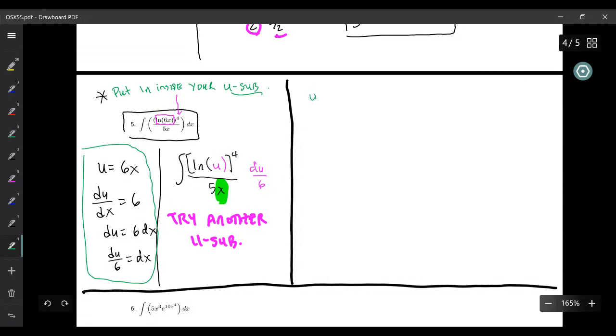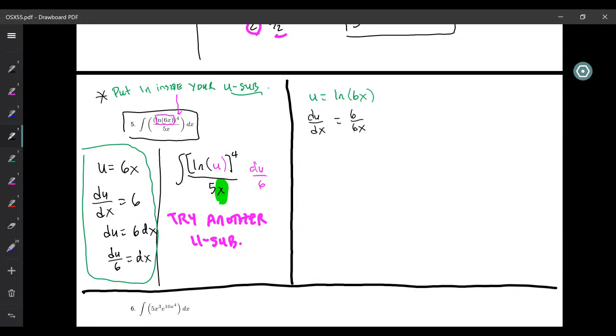So if I let u equal ln of 6x, and then take a derivative, du over dx would be 6 over 6x. The derivative of ln of something is 1 over that something times the derivative inside. So this cross multiplies: 6x du is equal to 6 dx. And if I solve for dx here, you get x du is equal to dx.